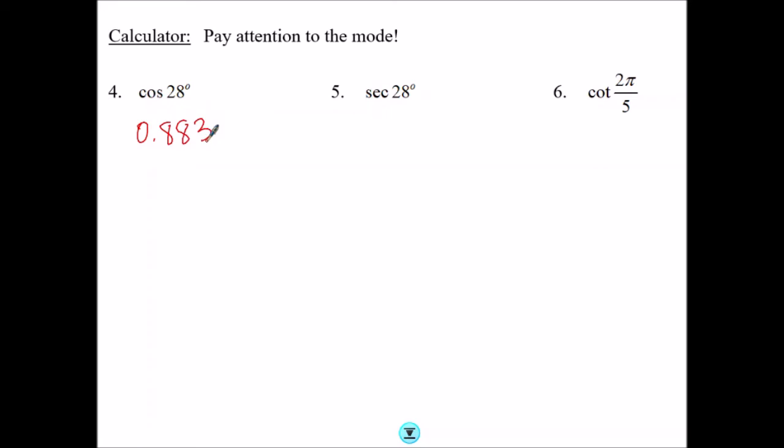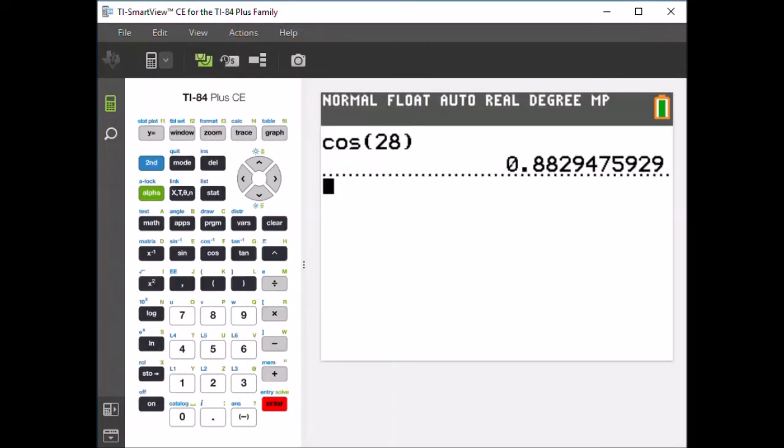Next, I want to find secant of 28 degrees. We know that secant is 1 over cosine, so that means that this is equal to 1 over cosine of 28 degrees. So I can do 1 divided by my previous answer, and I get 1.133.